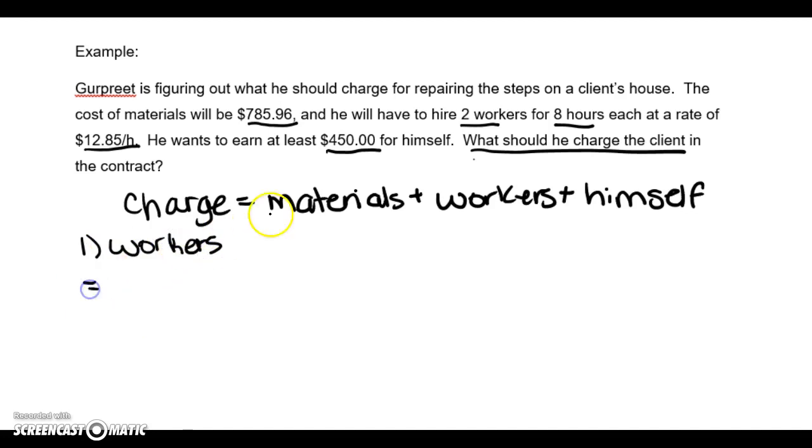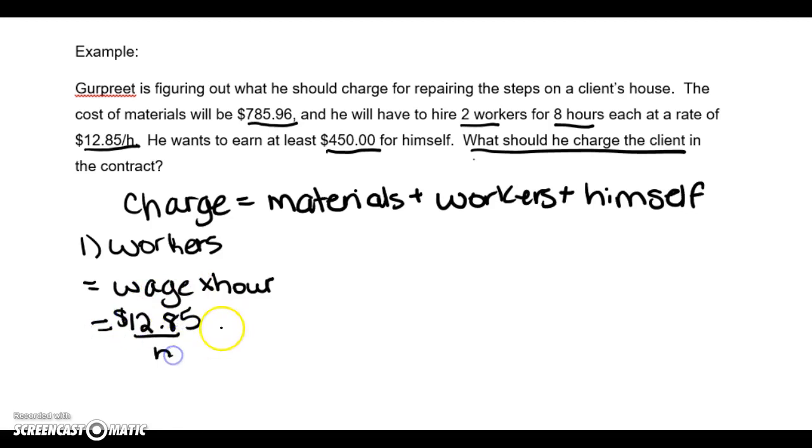So what we can do is we can find out what it's going to cost for 1 worker and then multiply that by 2 to find out how much it is for 2 workers. So if you remember from last video, to find out how much you're paying a worker in terms of an hourly wage, you take that wage and then you multiply by the number of hours that that person has worked. So the wage was $12.85 per hour. And that worker is going to work 8 hours that day. So if you were to put that into your calculator, you should find that one worker would get $102.80.